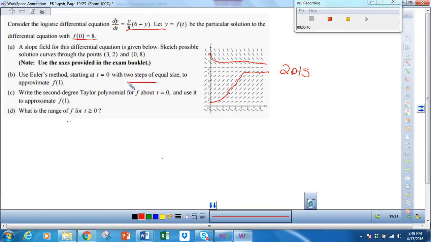To use Euler's method to solve this, remember we're approximating f of 1 and we're starting at f of 0, using 2 step sizes. So we start at 8, which is what we're given. Our step size is 0.5. To use Euler's method, we start with our initial value. Then our second value we get by taking the previous y and adding to it the step size multiplied by the derivative evaluated at 8.